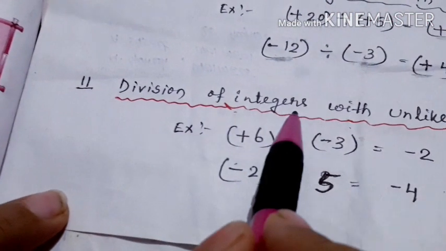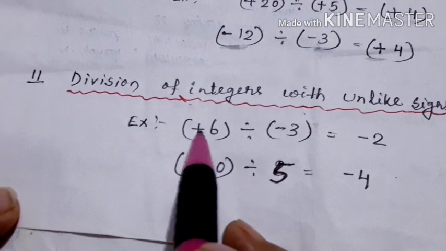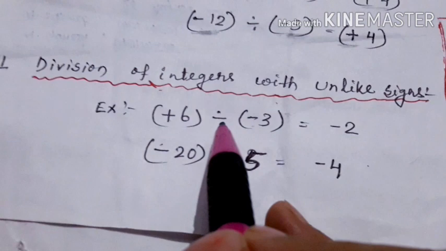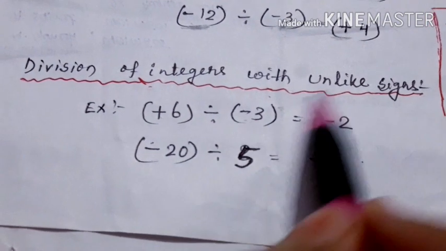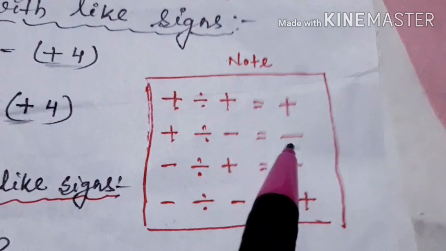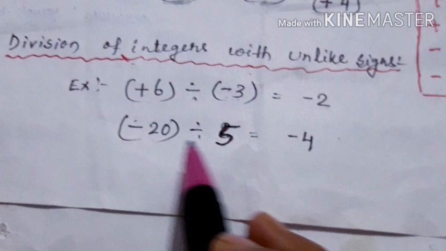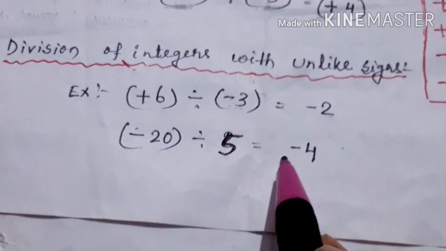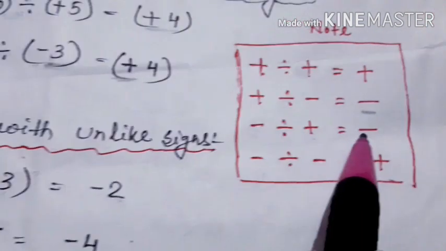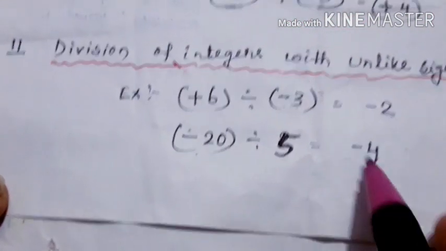Then division of integers with unlike signs. Unlike signs means you divide plus with minus. Plus 6 divided by minus 3 is equal to, I have told you, plus divided by minus. What will be the sign? Minus. Then minus 3 2s are 6. Then minus 20 divided by 5 is minus divided by plus, which is equal to minus. Minus 5 4s are 20.